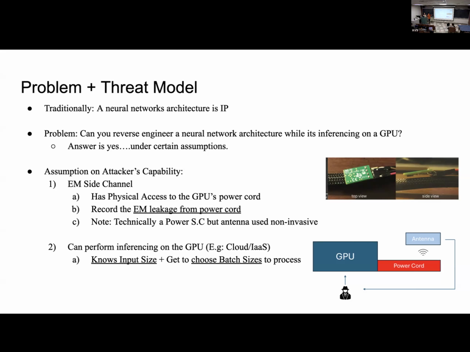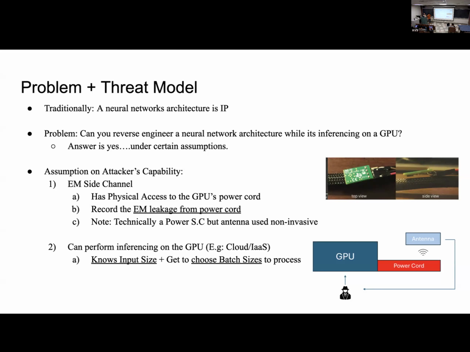So jumping straight into the assumptions that this paper made, one of them was that this whole paper is an EM side channel. So your assumption would be that you have physical access to the GPU's power card. What you would do is put your antenna right on top of the power card and record the EM leakage from the power card. It is technically a power side channel kind of work, but the justification for using the antenna that way is that it is non-invasive.